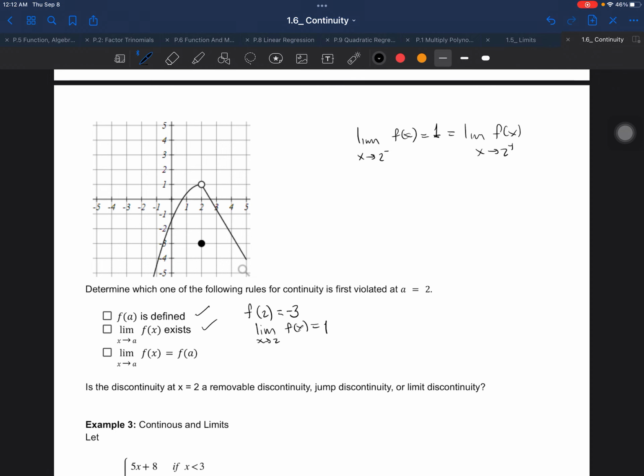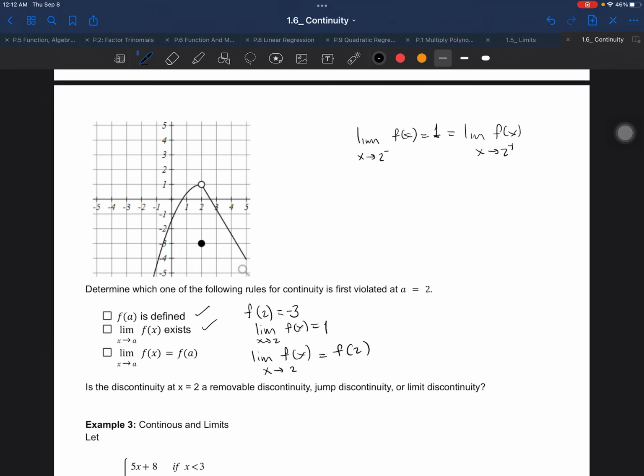These are satisfied. So far we haven't violated any rule of continuity. Let's look at the last one. If we translate this, it's the limit of f of x as x approaches 2. Does this equal f of 2? That's what it's asking us to determine. And if we notice, it actually is not. This fails.